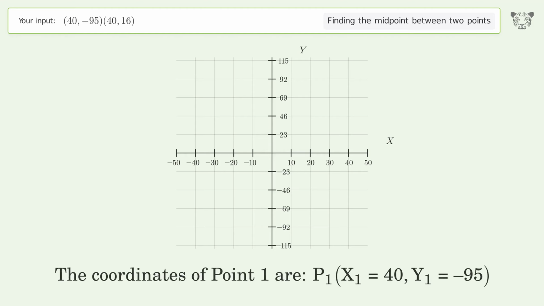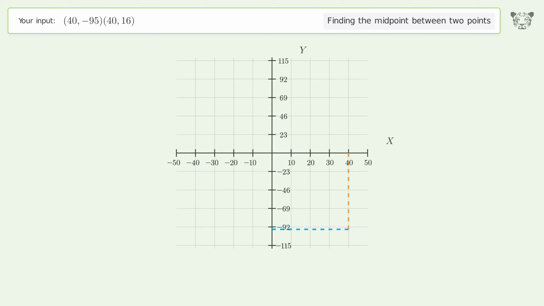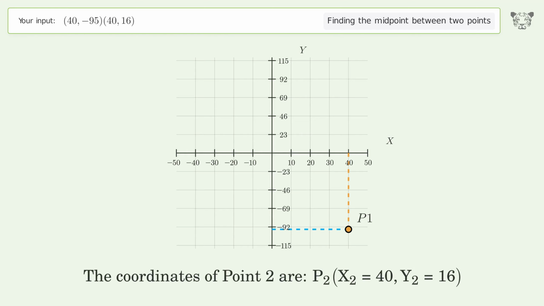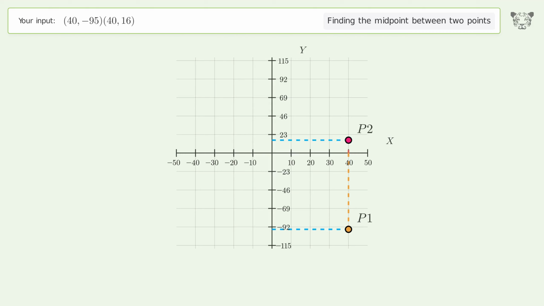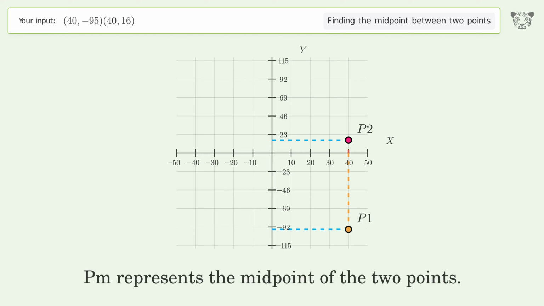The coordinates of point 1 are, x1 equals 40, y1 equals negative 95. The coordinates of point 2 are, x2 equals 40, y2 equals 16. PM represents the midpoint of the 2 points.